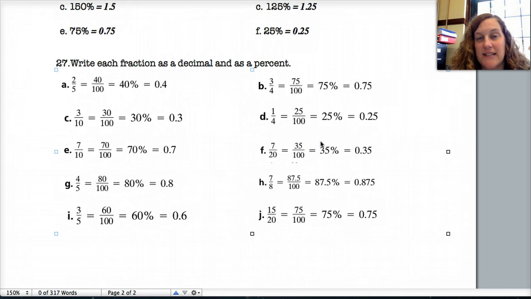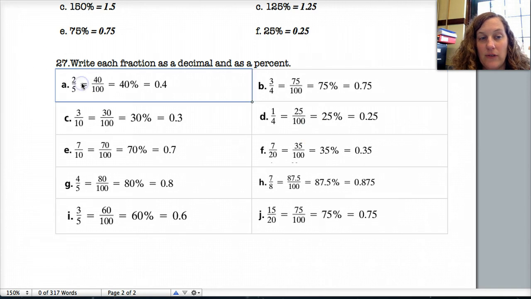Write each fraction as a decimal and a percent. So if you have a fraction and you want to make it a decimal, the first thing you need to do is remember to get over a power of 10. So something over 10, over 100, over 1,000. So 2/5 is the same as 40/100ths or even 4/10ths. But 40/100ths is 40%, which is 4/10ths. So again, because we're going to percents, we're going to want it over 100.